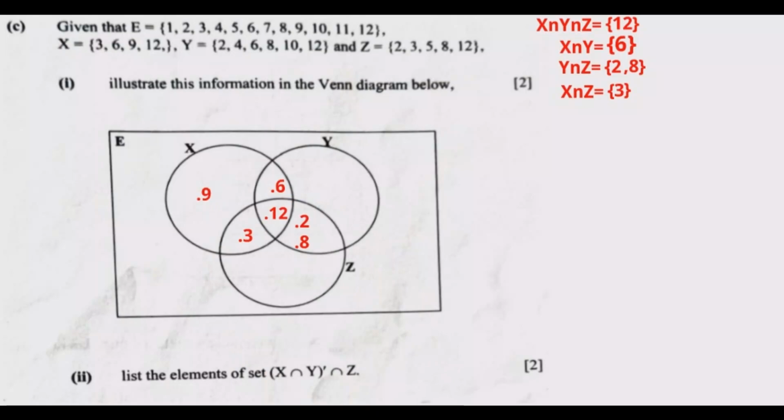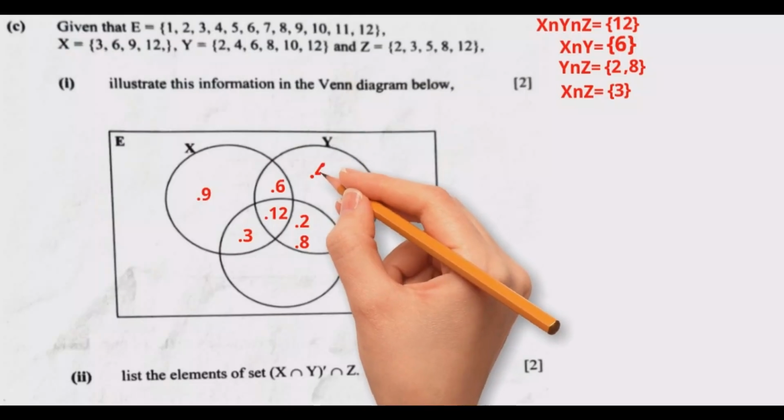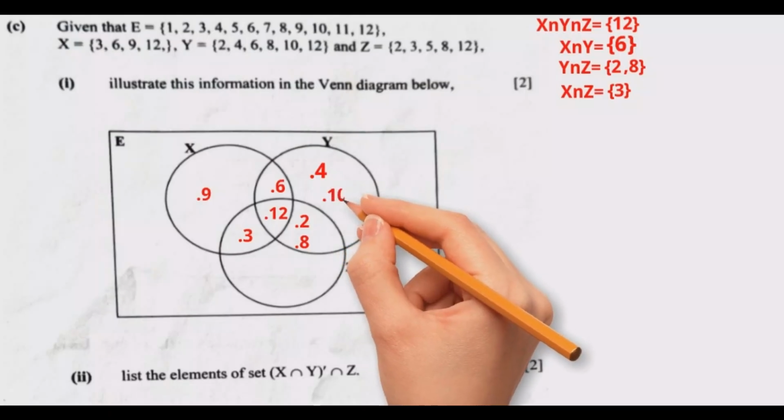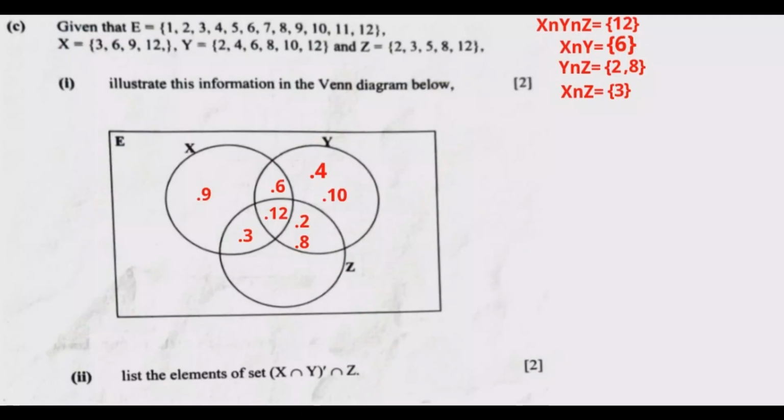Then we come to y. Which elements are not yet recorded? When you look at 2, it is recorded. 4 is not yet recorded, so we put 4 here. 6 is already recorded, 8 is already recorded. Then the other one which is not yet recorded is 10, so we put 4 here and 10 here. Okay, then we look at 12. 12 is already recorded, so we leave it out.